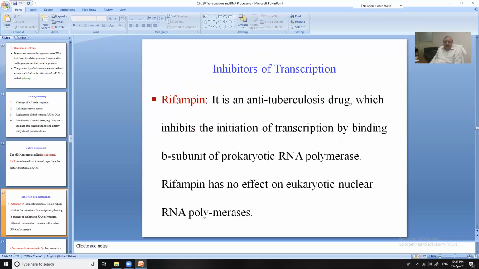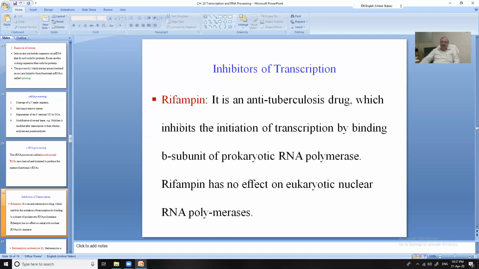These are the inhibitors of transcription in prokaryotes. Rifampin is an anti-tubercular drug. You know there are 4 drugs for tuberculosis: isoniazid, rifampin, ethambutol, pyrazinamide. They are all drugs of tuberculosis. So rifampin is an anti-tuberculosis drug which inhibits the initiation of transcription by binding to the beta subunit of prokaryotic RNA polymerase, and rifampin has no effect on eukaryotic nuclear RNA polymerases.